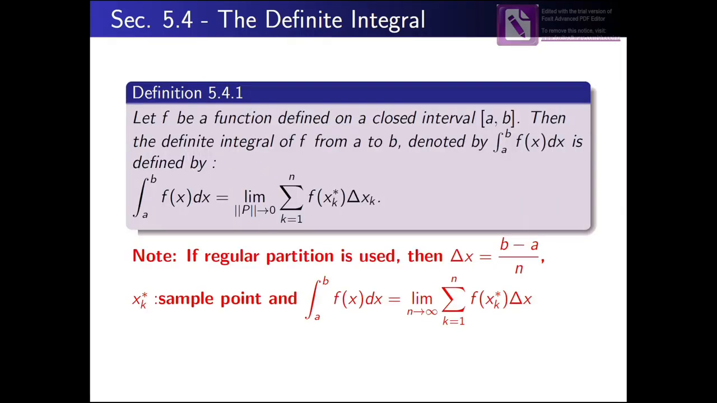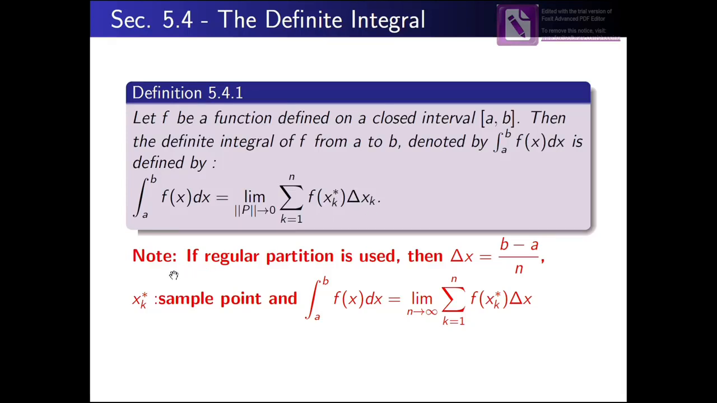So let us start by seeing what the definition is. Let f be a function defined on a closed interval a to b. Then the definite integral of f from a to b, denoted by the integral of f from a to b, is equal to the limit, as the norm of P approaches 0, of the summation of f(x_k star) multiplied by delta x_k, where k is equal to 1 to n.